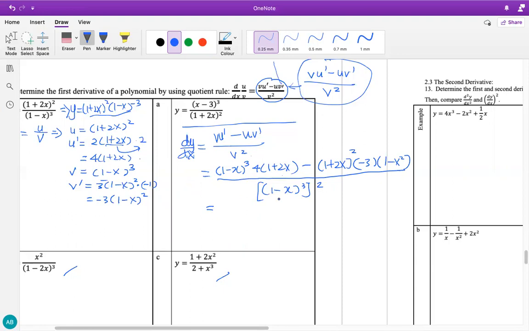So if you don't know, just leave it like this. You got marks already. Then you have to simplify. This is the most difficult part. So I will factorize 1 plus 2x and 1 minus x squared out.